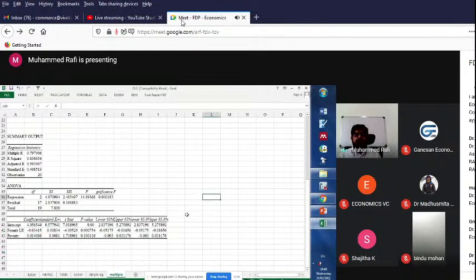Now, there is one problem. You can look at the R square here. R square is very high.